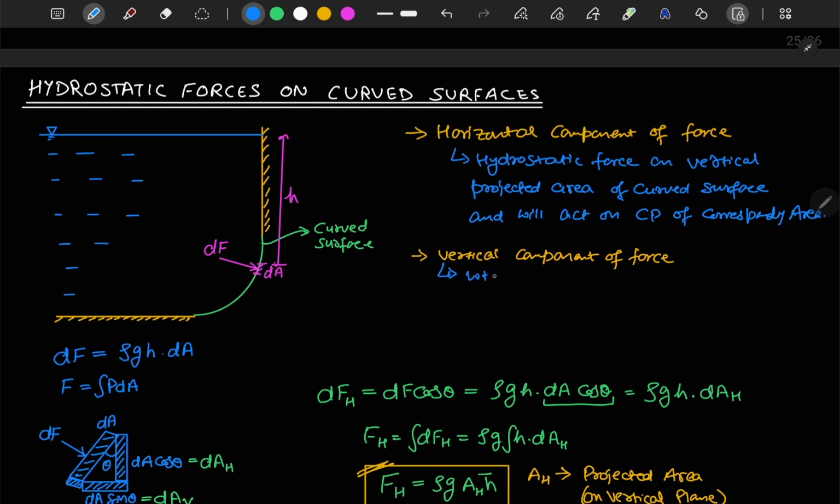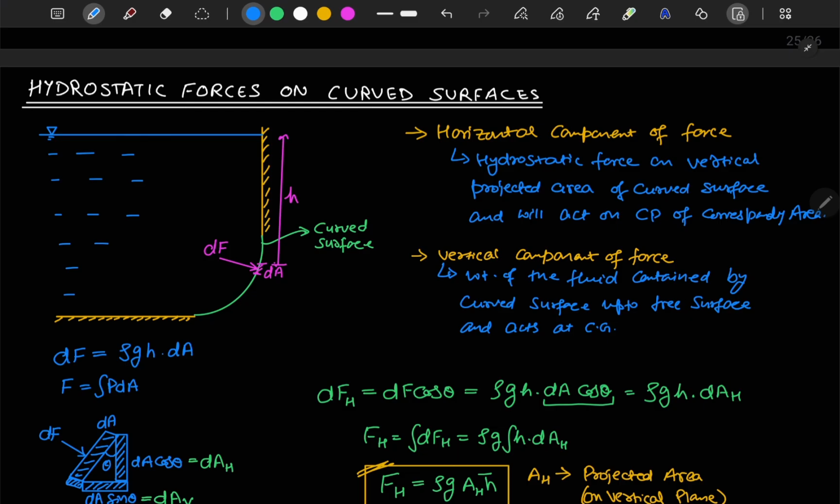Similarly, your vertical component of force we can define as the weight of the liquid, or weight of the fluid contained by the curved surface up to the free surface, and it acts at the CG of the corresponding weight.